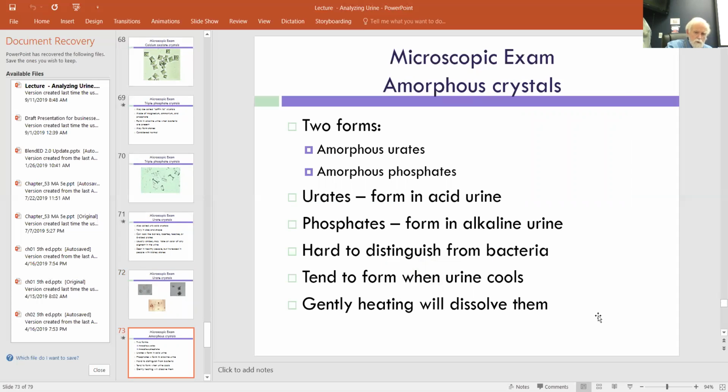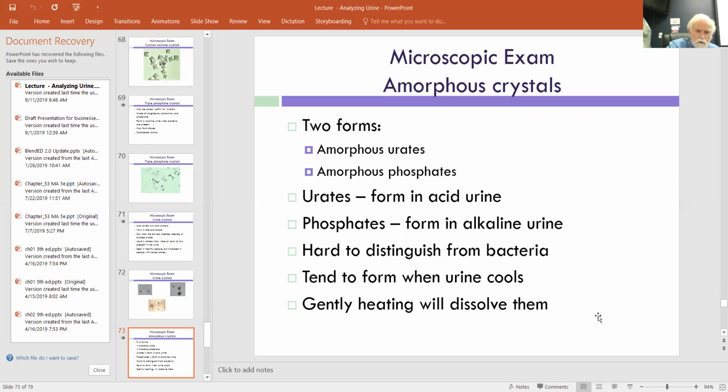We have amorphous crystals. Amorphous crystals mean that they don't really have a regular shape that we're used to. And this can be various different things. They can be uric acid, they can be phosphates, and we need to be careful that they're not bacteria. And again, if we can't distinguish them, we just say, I might be seeing bacteria, and it might be that you're going to want to culture. Okay.